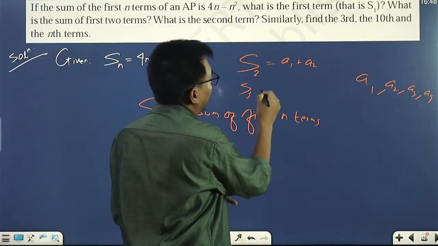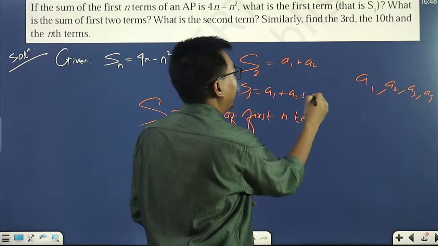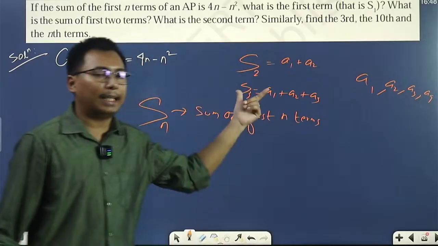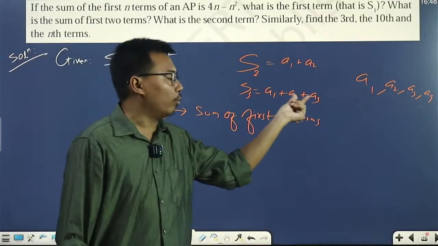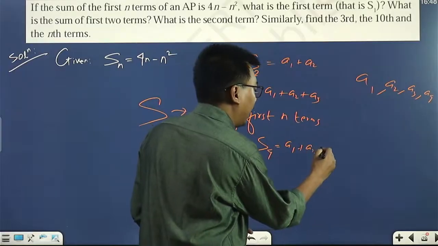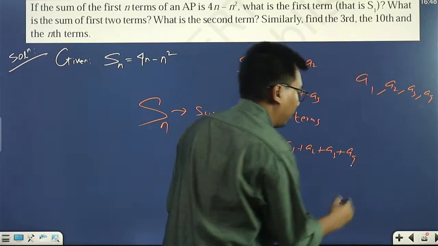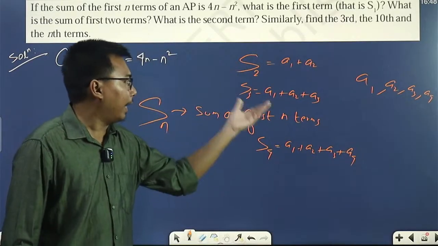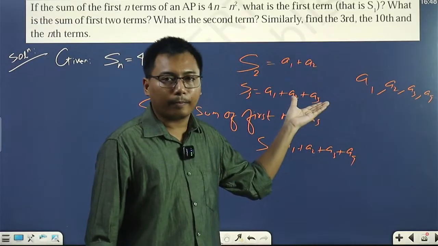If I write S3, what does it mean? A1 plus A2 plus A3. If I write S4, it means A1 plus A2 plus A3 plus A4, right? Sum of first four terms. S3 is the sum of first three terms, right?